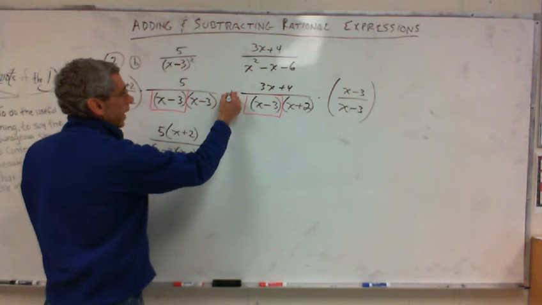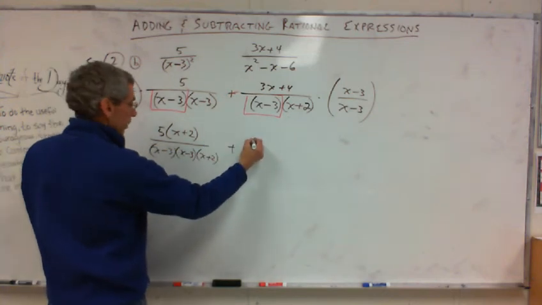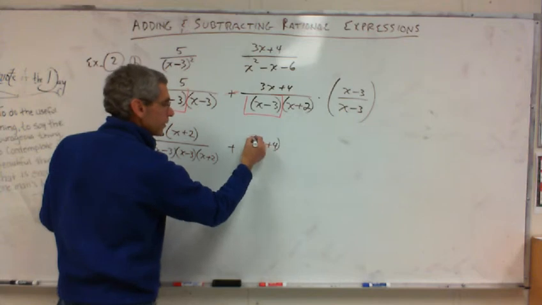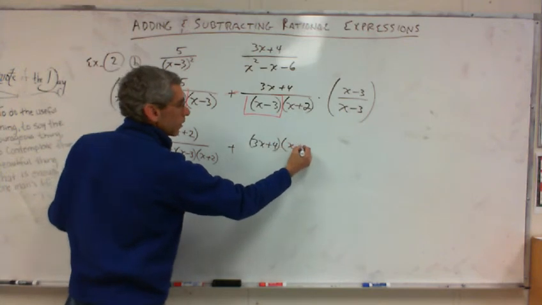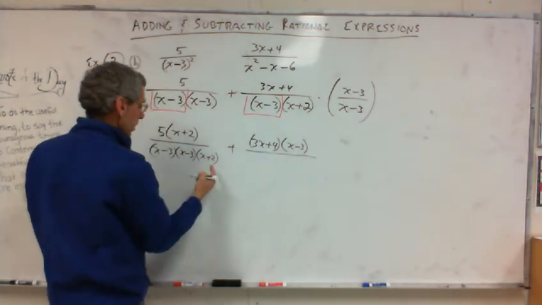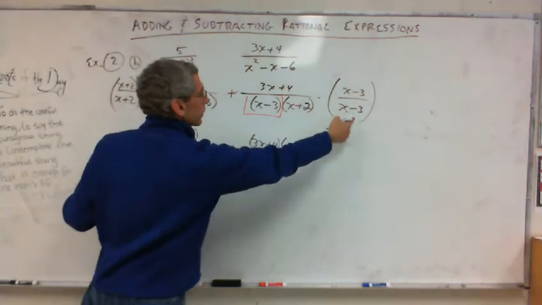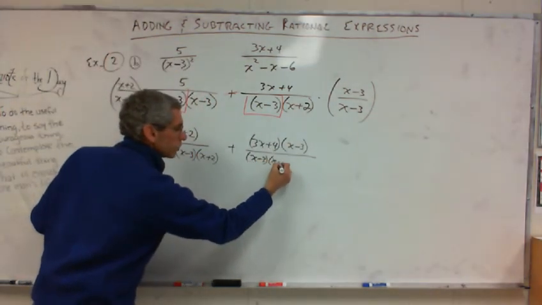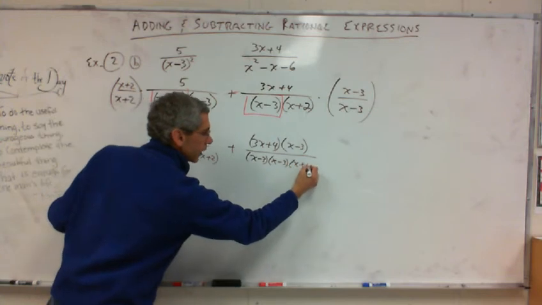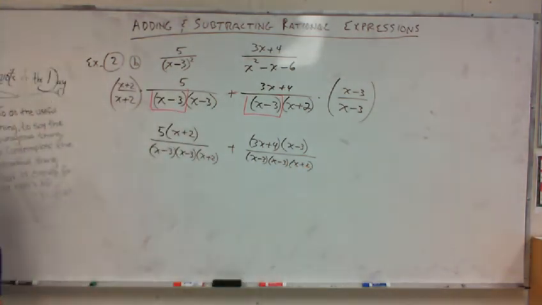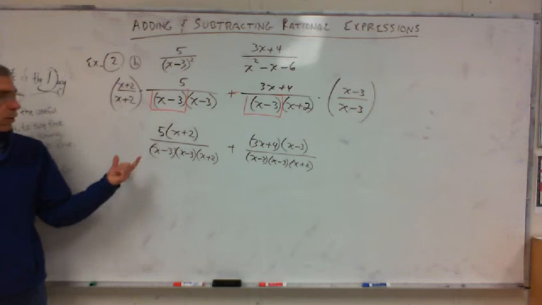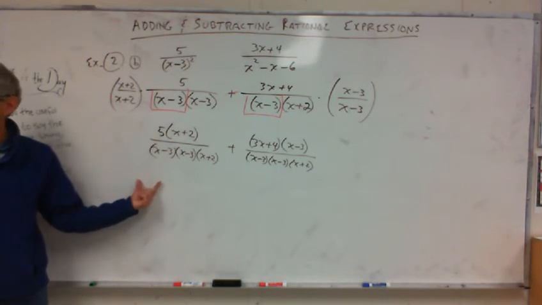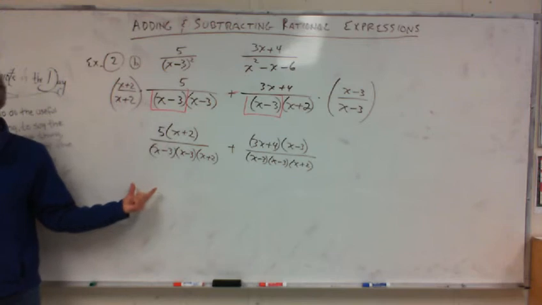Okay? And let's say we're adding these, so I'll put a plus. Then we have this one: 3x plus 4 times x minus 3, all over the same thing. It's x minus 3 times x minus 3 times x plus 2. Okay? Does that make sense so far? Now, I'm not going to finish this yet. I'm just showing you how to find the lowest common denominator. Okay? Does that make sense?